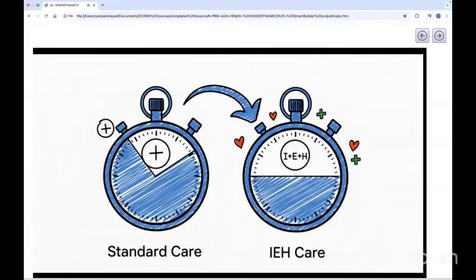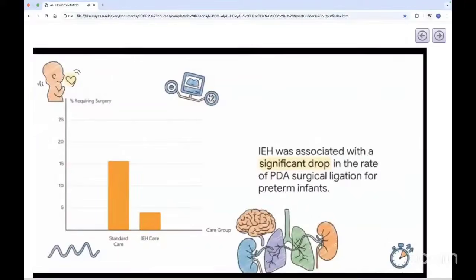By using this more complete picture to guide treatment, the time it took for these fragile babies to get better was cut by more than half. That is a huge deal. It really suggests that better information leads directly to faster stabilization. And the good news didn't stop there.